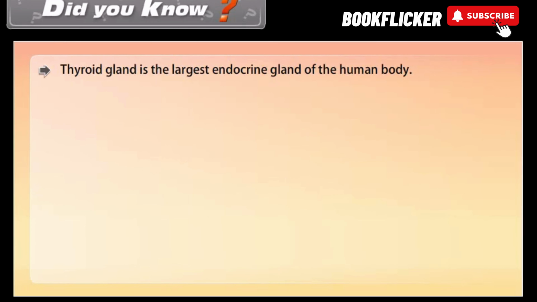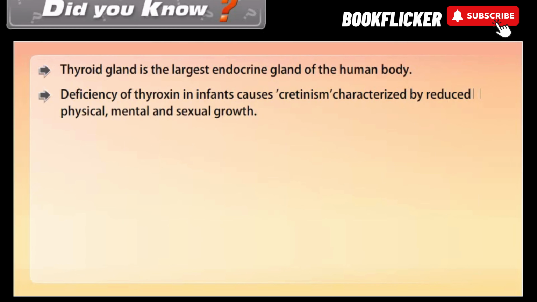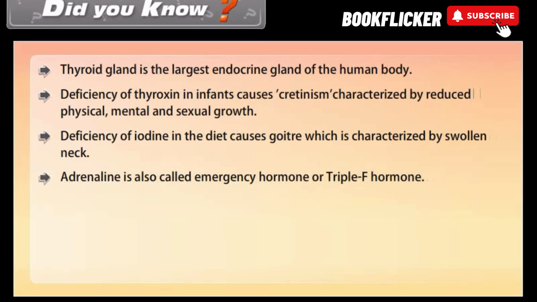Did you know? Thyroid gland is the largest endocrine gland of the human body. Deficiency of thyroxine in infants causes cretinism, characterized by reduced physical, mental, and sexual growth. Deficiency of iodine in the diet causes goiter, which is characterized by swollen neck. Adrenaline is also called emergency hormone or triple F hormone.